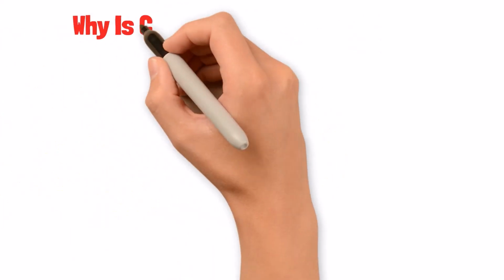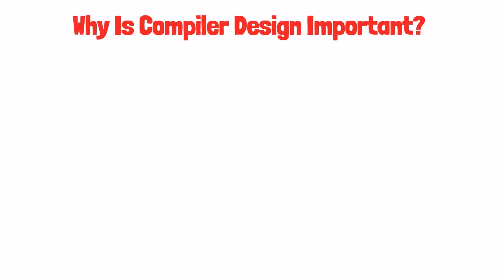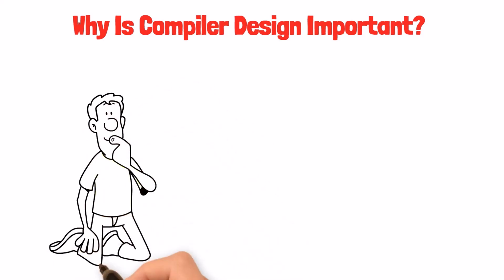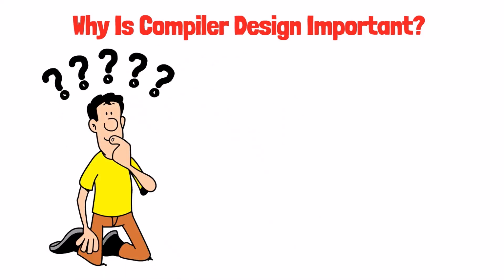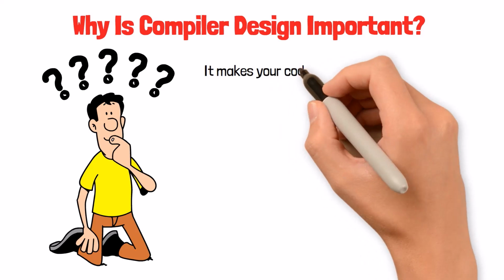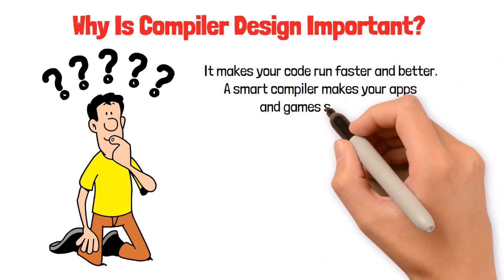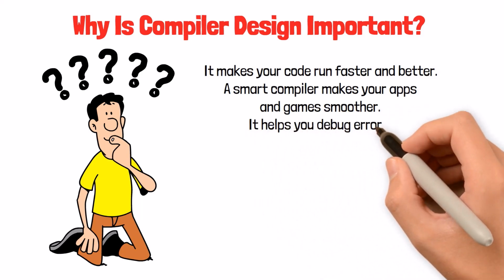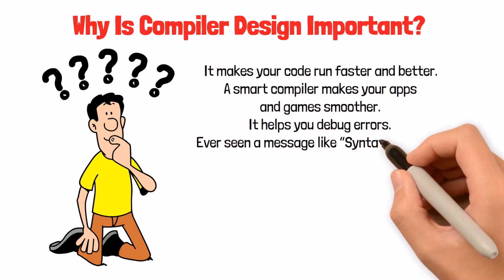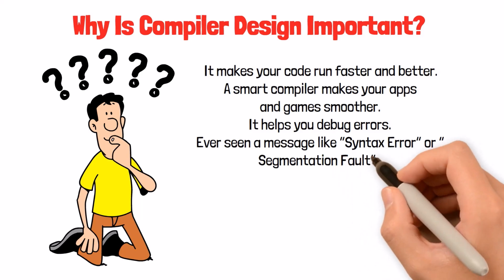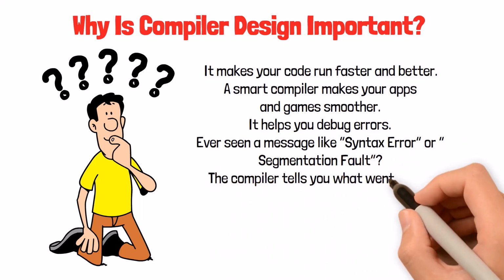Why is compiler design important? You might be wondering, why should I care about how compilers work? Well, here's why. It makes your code run faster and better. A smart compiler makes your apps and games smoother. It helps you debug errors. Ever seen a message like "syntax error" or "segmentation fault"? The compiler tells you what went wrong, so you can fix it.